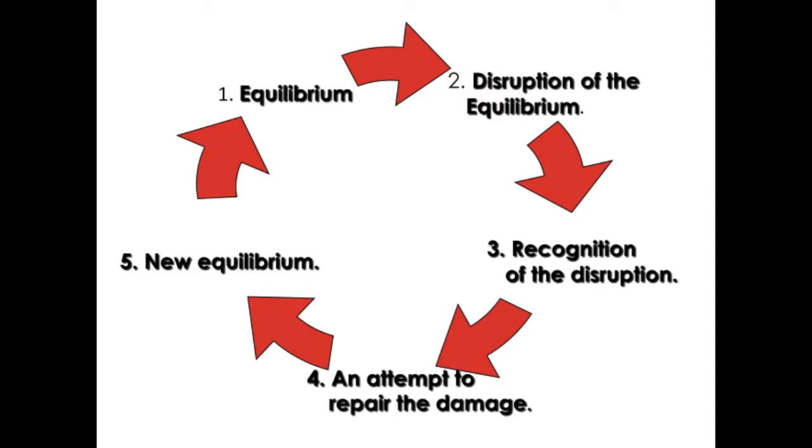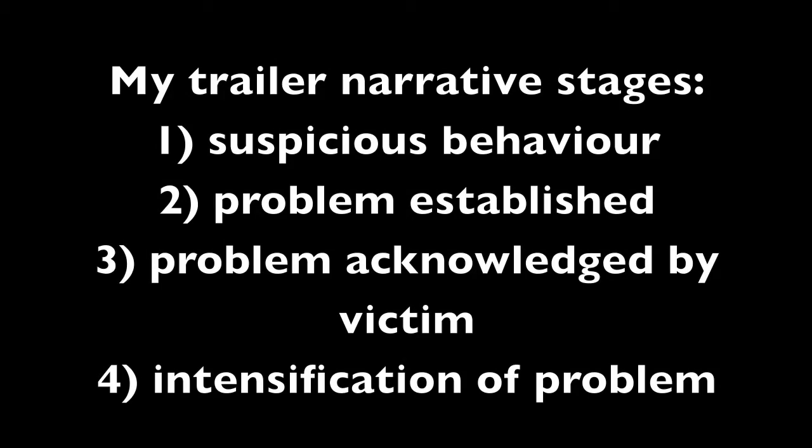Obviously, Todorov's theory of narrative suggests that the equilibrium is restored at the end of a piece of narrative, but obviously in a trailer, you're not going to see the end of the film, otherwise that'd be giving it away. So you have to pay to see the end of the film, to see the equilibrium being restored. So my narrative structure is more specific to a trailer.